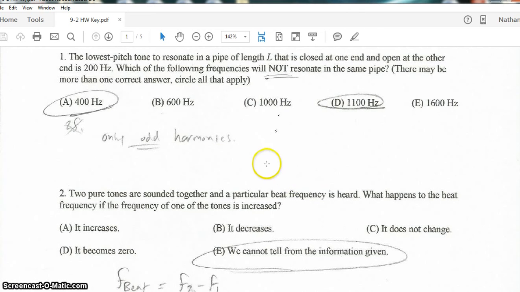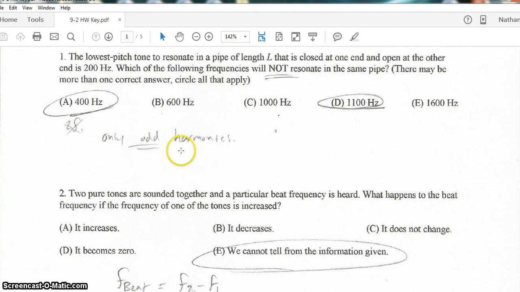Okay, so for part one here of homework 9-2, we'll pick up question 1 and get as far as we can. The lowest pitch tone to resonate in a pipe of length L that is closed at one end and open at the other is 200 hertz. Which of the following will not resonate? There obviously is more than one correct answer for this. As you can see, I've circled the answers there.